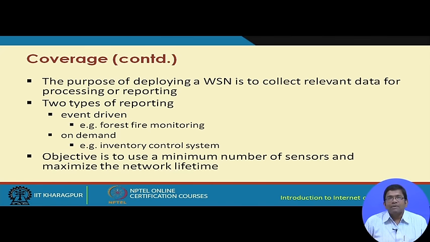And network lifetime is basically, in plain and simple terms, about how long the network is going to survive. Actually in the literature there are different definitions of network lifetime. One definition says that it is the time until the first sensor node in the network dies. There is another definition which says that it is the time until the last sensor node in the network dies, that means it runs out of battery power, or it stops functioning. And there are other definitions as well, which are somewhere in between. So the time until which, let us say, P percentage of sensors die in a particular network is the network lifetime. So basically the objective is to use a minimum number of sensors and maximize the network lifetime.